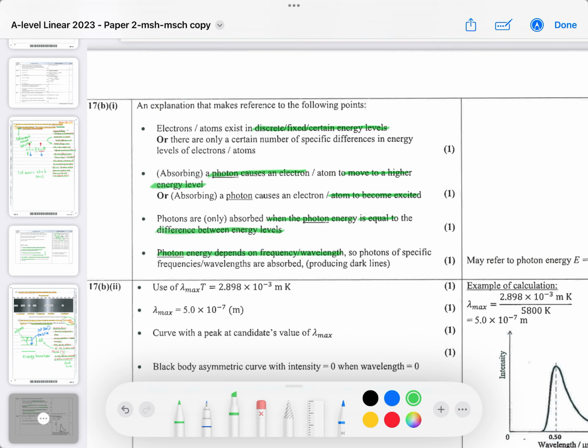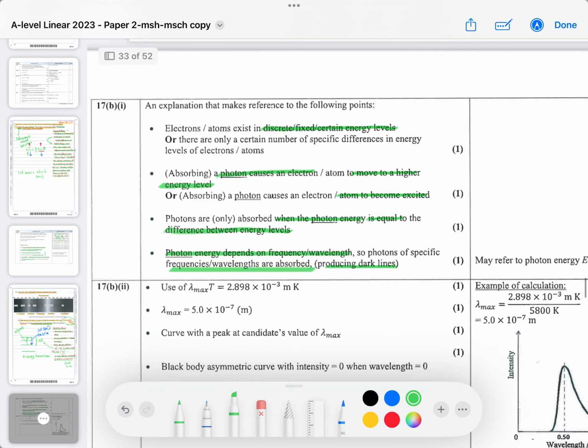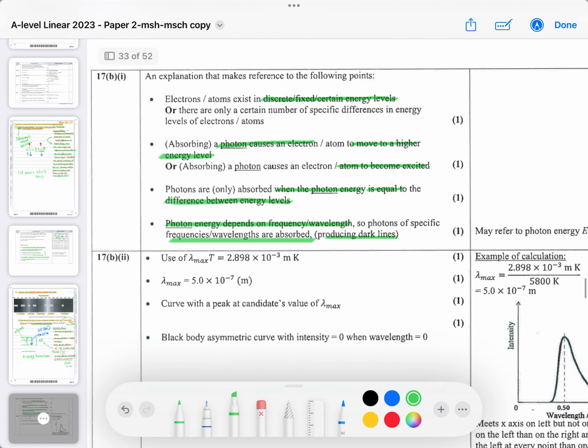So only photons of specific wavelengths are absorbed, thus producing dark lines. Yeah? So there's the 4 marks. Very important thing to prepare, because this question can be repeated in your exams.